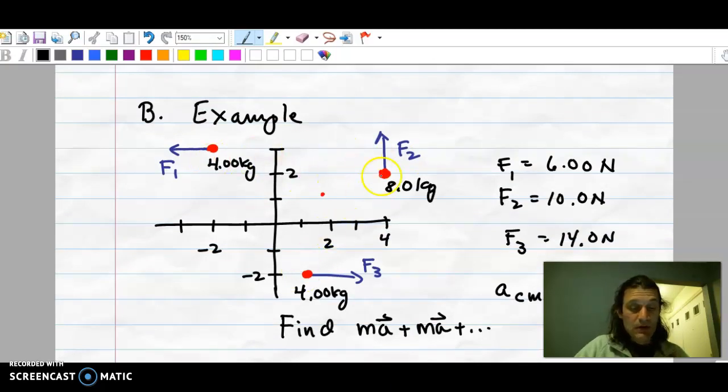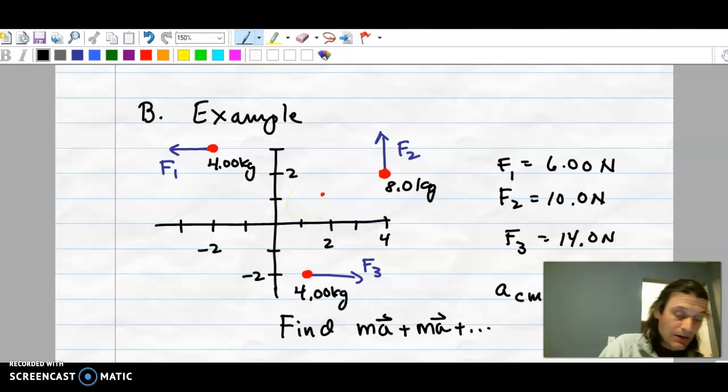This is the example we're going to use. Let's pretend in our heads there's these three masses here. One of them is 4 kg, one of them is 8 kg, another one is another 4 kg mass. This one has a force applying on it of 6 newtons. This second force is 10 newtons acting on the 8 kg mass, and on this bottom mass down here, there's 14 newtons acting on it. This one starts out at a location of -2, 3. This one starts out at 4, 2, and this one starts out at 1, -2. So what I did is I put a dot at their common center mass.